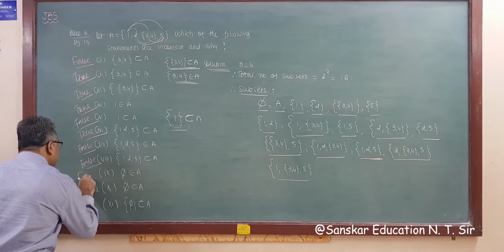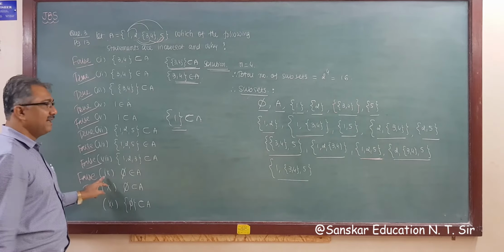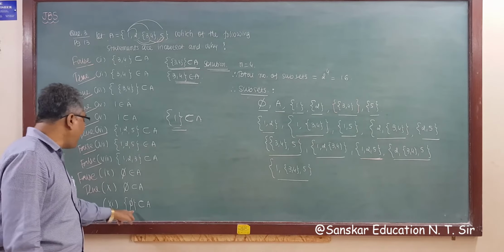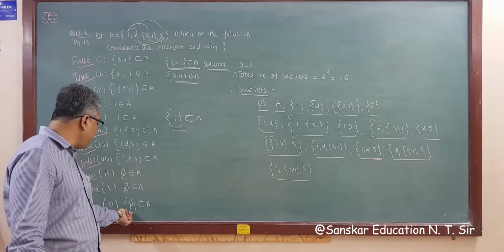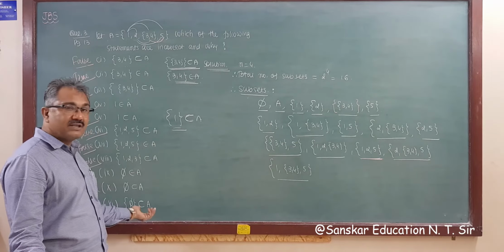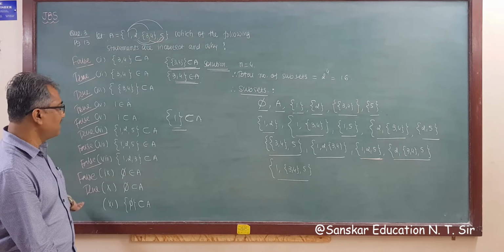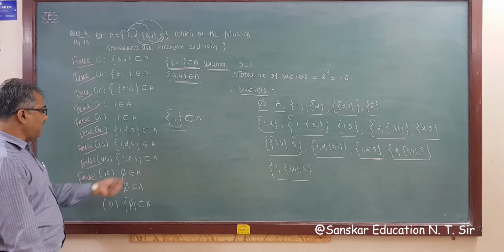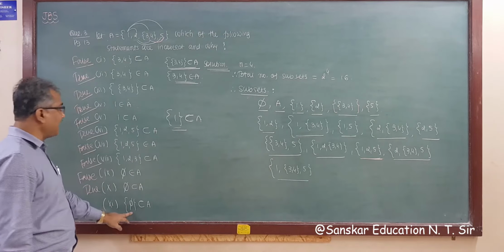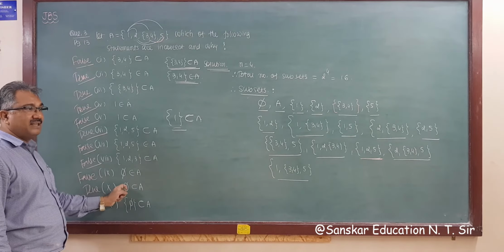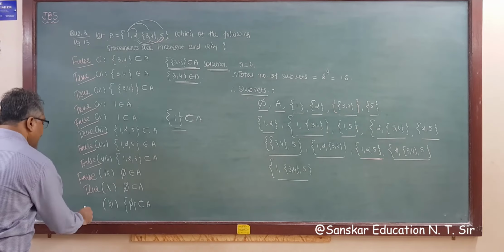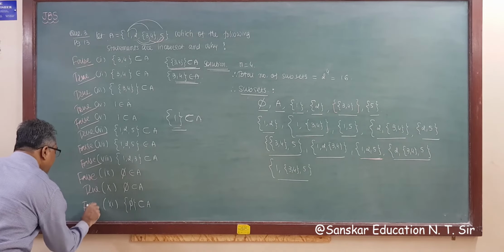Then this is false. So this is false. 9 is false. Now, 5 is a subset of A? That is false. Okay, so only {5} is a subset of A. This 5 is not a subset of A, because {5} is a subset of A. This is your correct one. So this is also false.